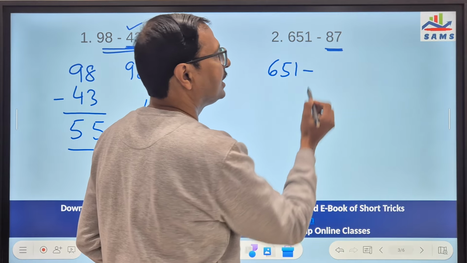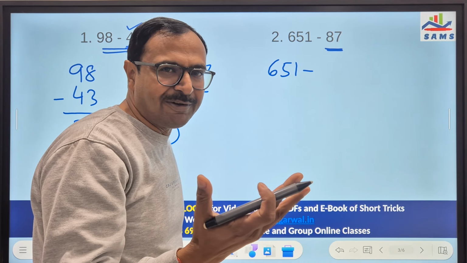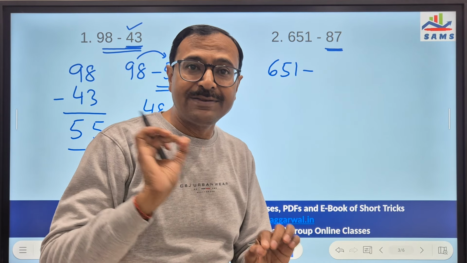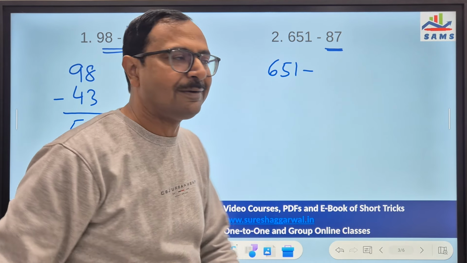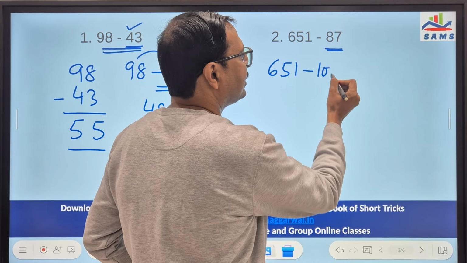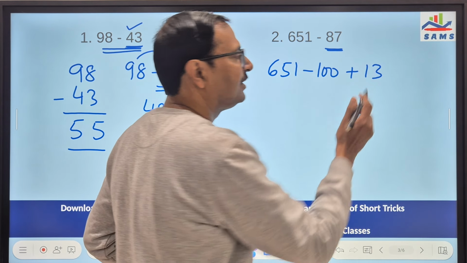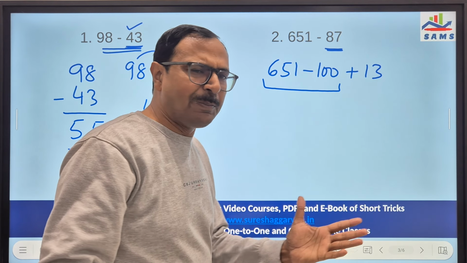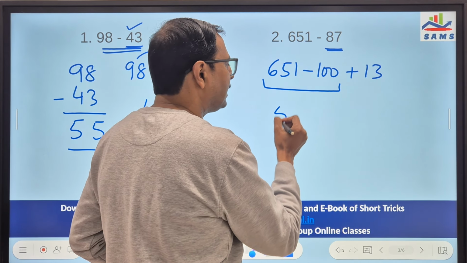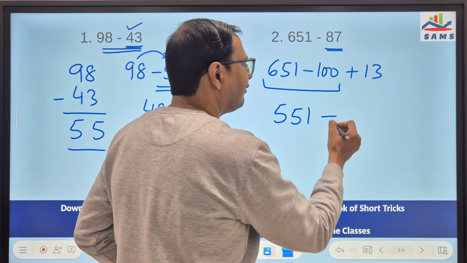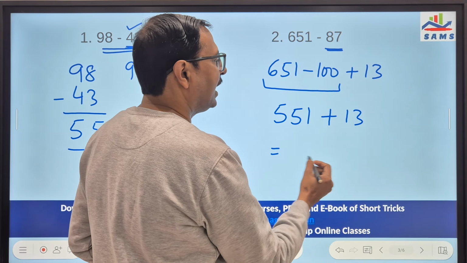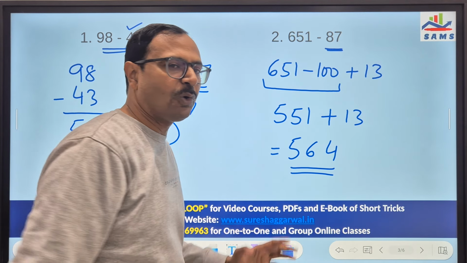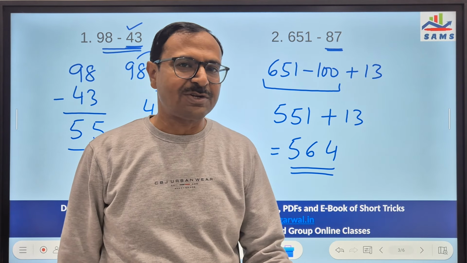651 minus 87. Now I will not subtract 87, but I know that 87 is 13 less than 100. So I will subtract 100 and add back the deficit 13. Subtracting 100 doesn't require pen and paper, right? 651 becomes 551, and when I add 13 to the result, I get 564 as the answer for this subtraction problem.